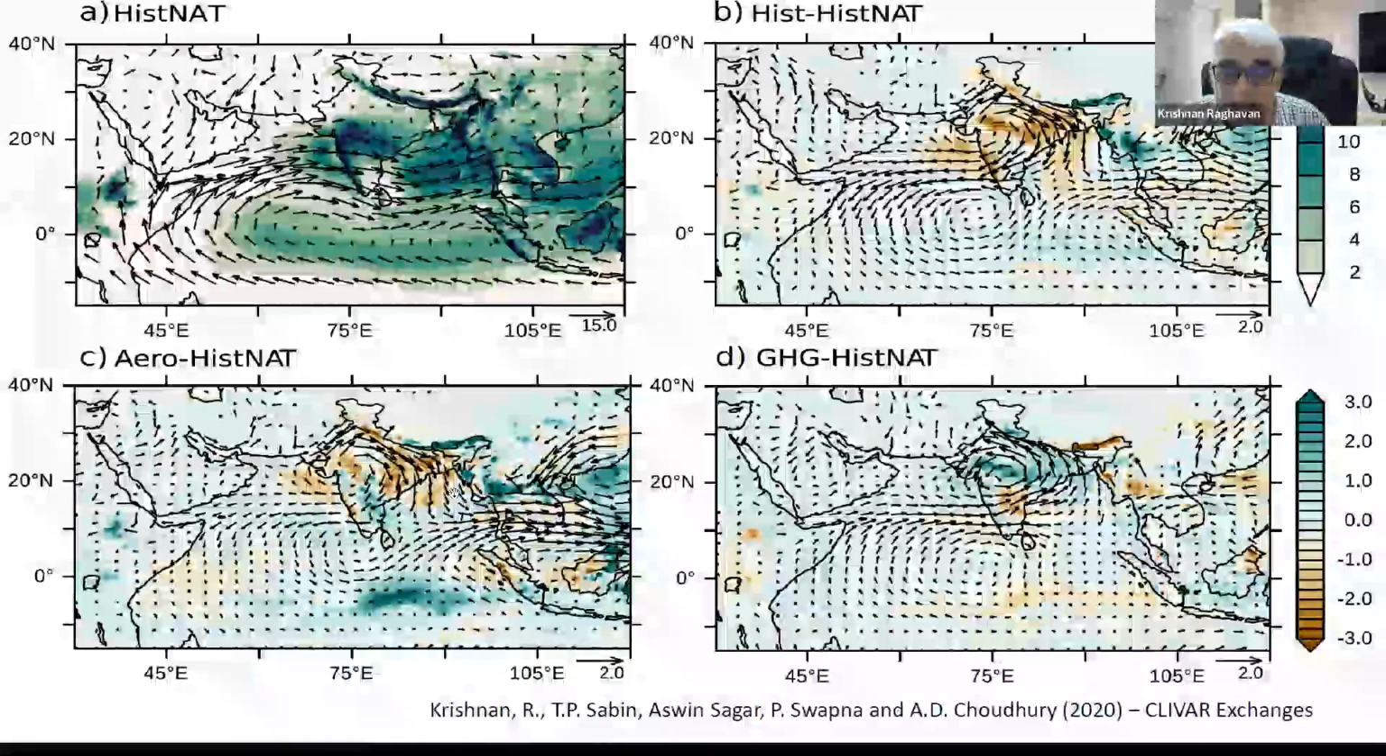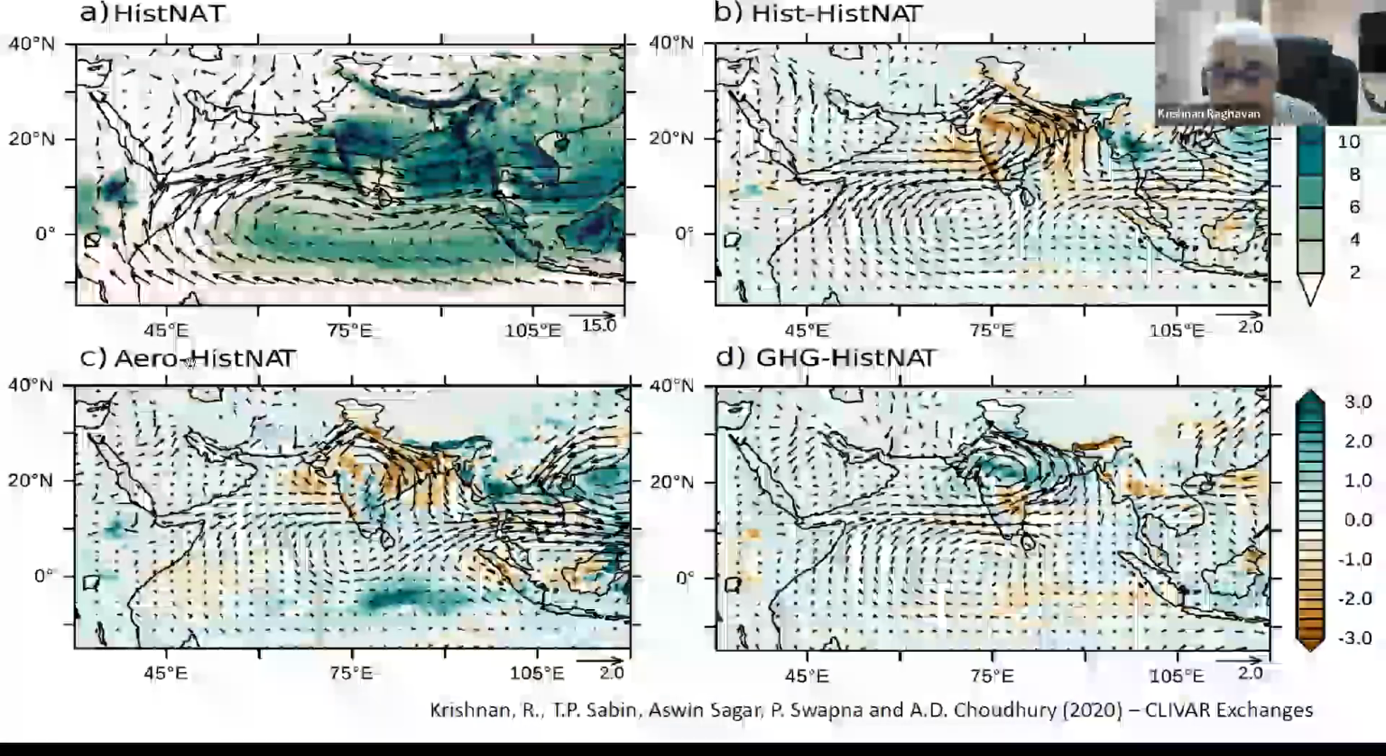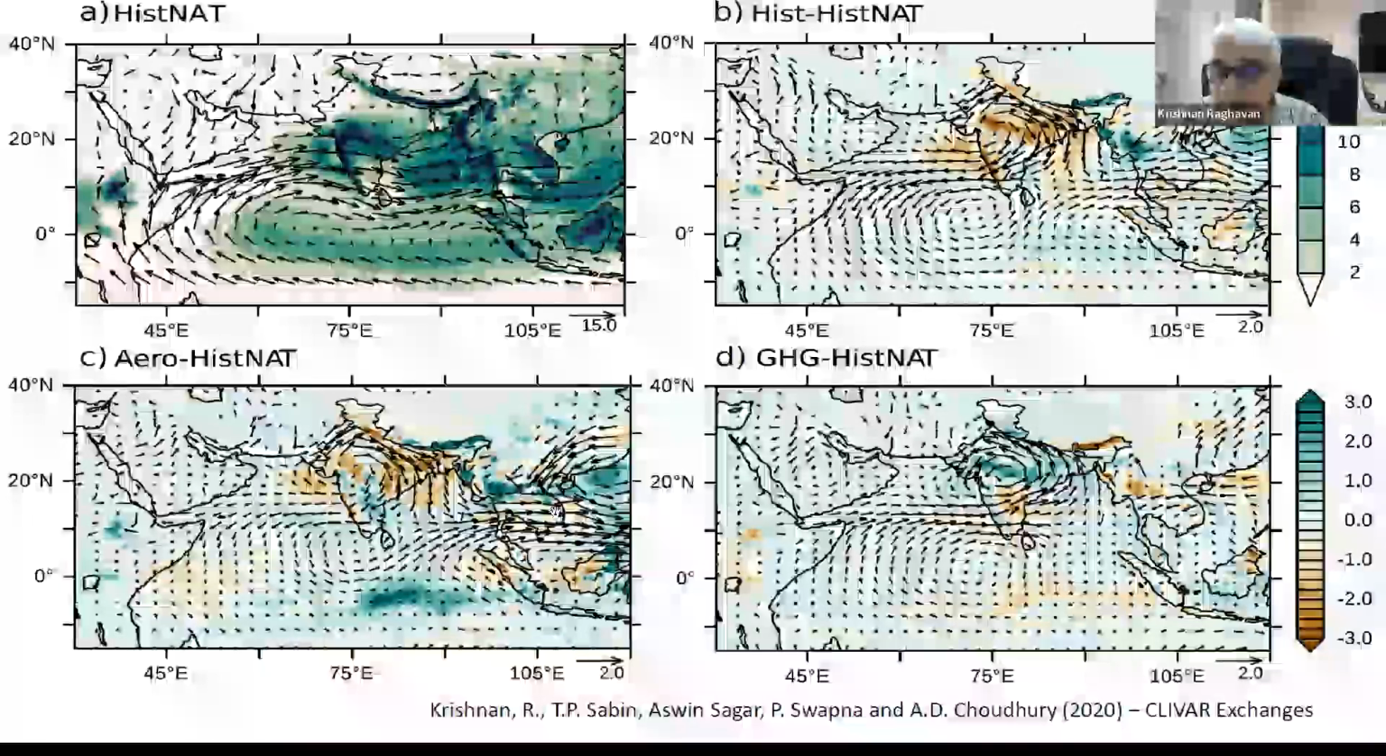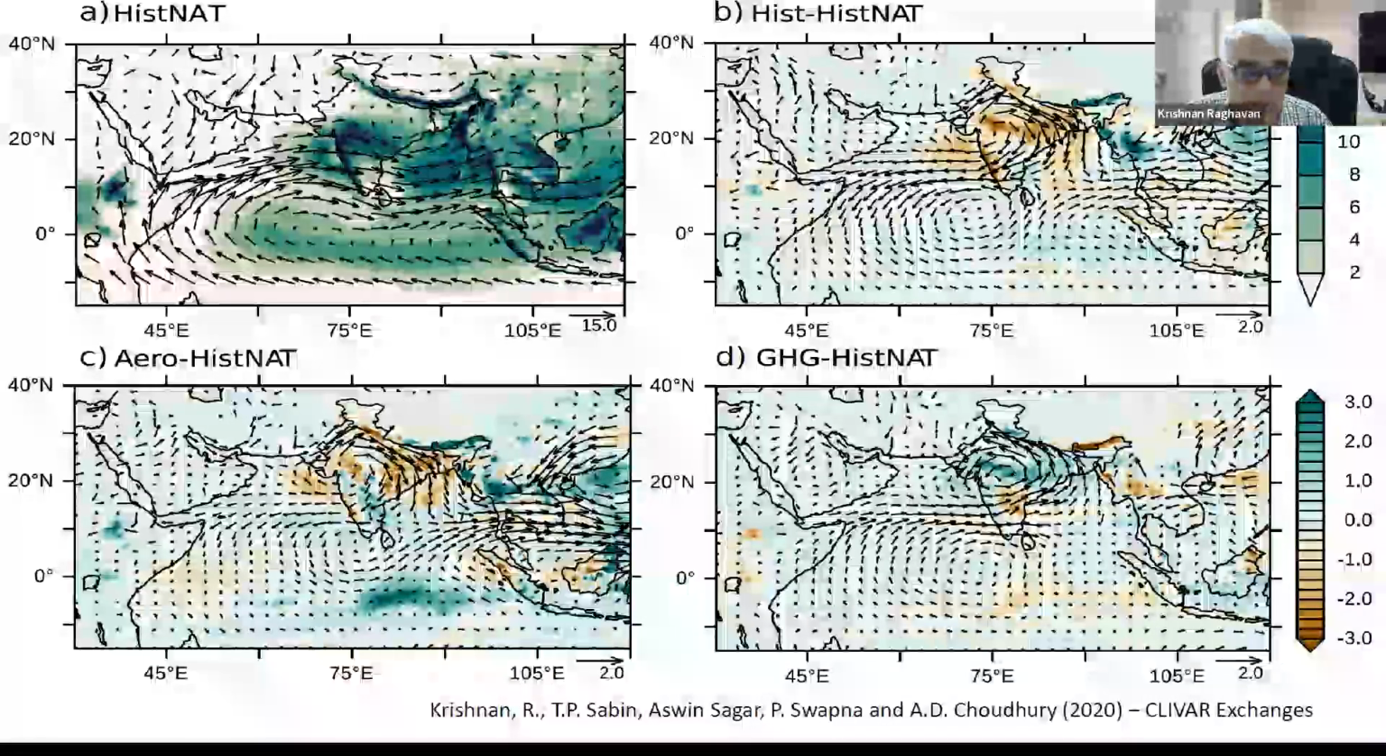And this attribution also showed that the weakening of the monsoon and the increase in the precipitation over the Himalayan foothills, what we see during the breaks, is mainly because of anthropogenic northern hemispheric aerosol emissions. If we had only greenhouse gas emissions, we would find an intensification of the monsoon and intensified precipitation. So this is just something I wanted to mention.